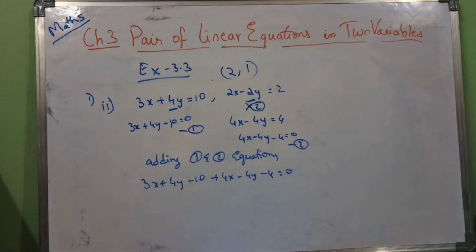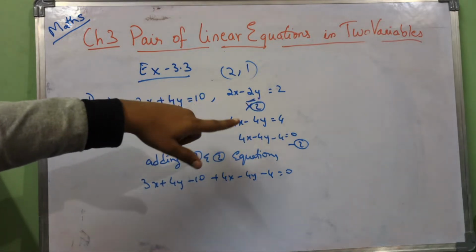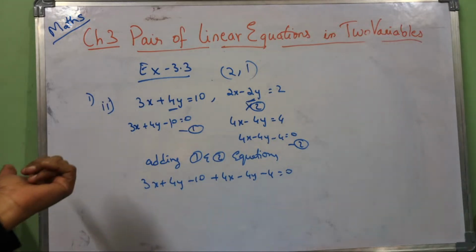So the elimination method is easy. First, make sure that in both equations the coefficient of one variable is the same, that is, the x coefficient or the y coefficient should be the same in both equations. Then, by addition or subtraction, you can eliminate that variable, and the other variable you can get directly.